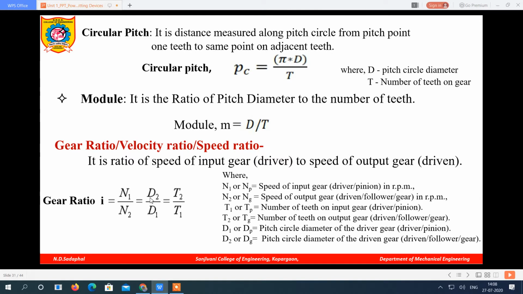Capital D is the pitch circle diameter of the output gear, or driven gear, to the pitch circle diameter of the input gear. It is also equal to T2 upon T1, the number of teeth available on the output gear to the number of teeth available on the input gear. So these three formulas are very important to solve numericals. We are going through one simple numerical. Let's see.